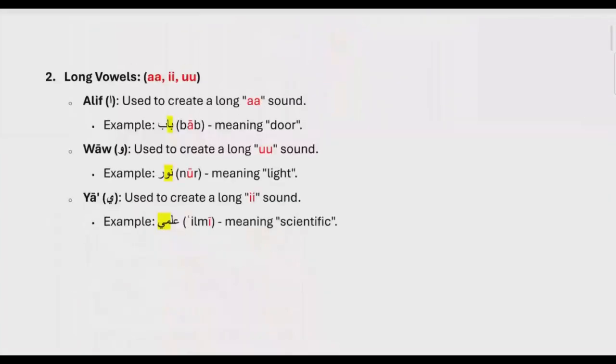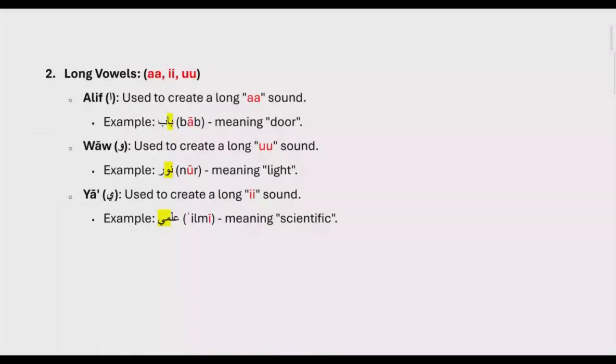All right, then we have long vowels, where an alif can give you an aa sound, the ya can give you an ee sound, and a waw can give you an oo sound. So here's an example of a u, nur. Here's an aa sound, babun, and ilmi. This mi gives you the ee sound, this double ya. Right? So it's like double kasra, double fatha, and double dhamma, as it were.